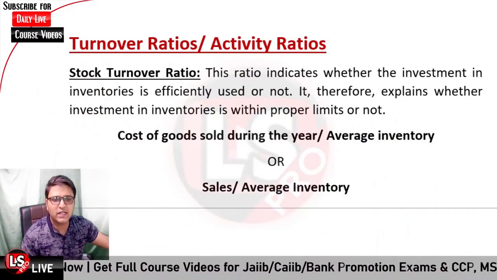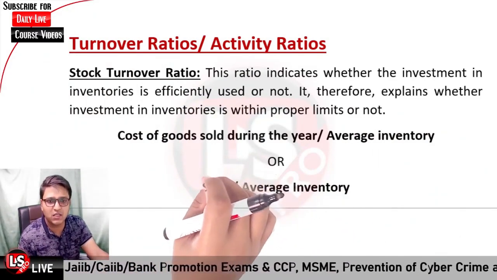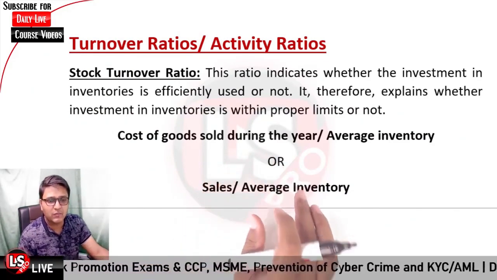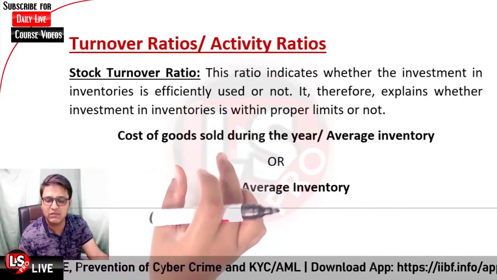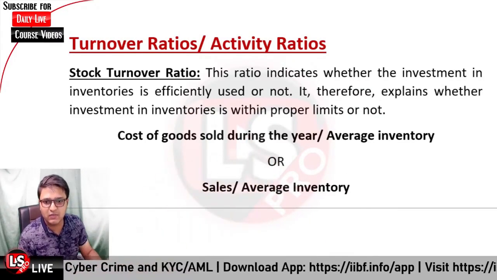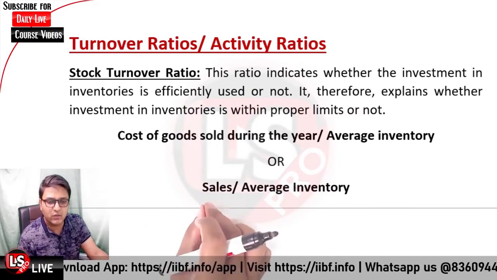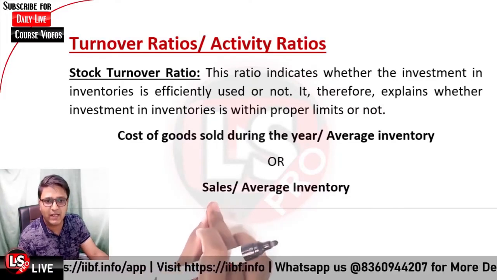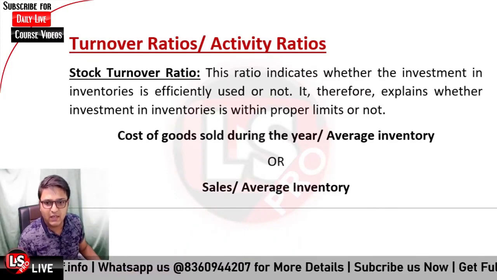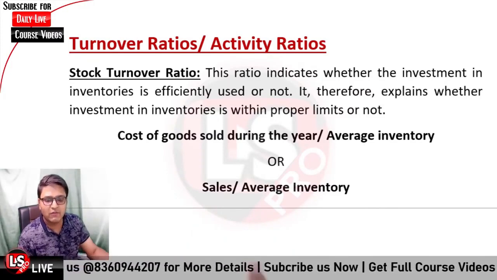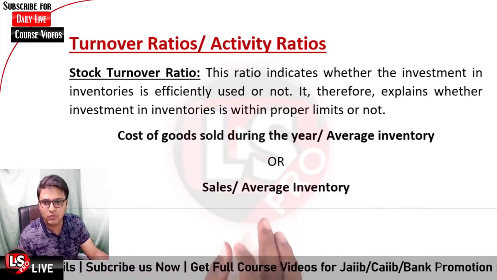It may be the case that you are given the different components to calculate the cost of goods sold, and it could also be the case that you are not provided with the cost of goods sold and simply sales is given to you. In that case, how can you calculate it? You can simply calculate it by sales divided by average inventory. Now if sales is given and average inventory is given, you can calculate the stock turnover ratio.